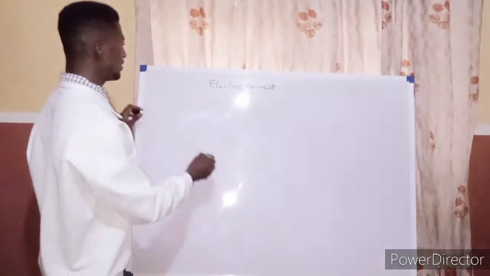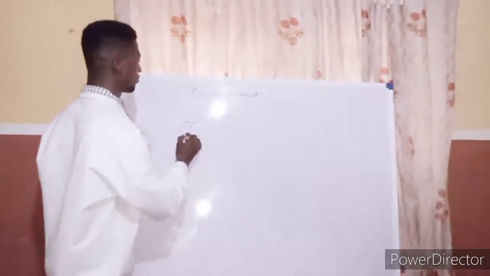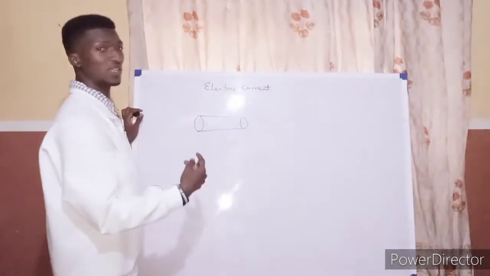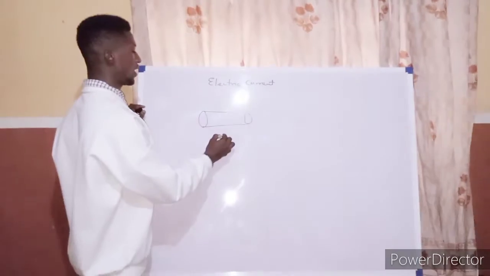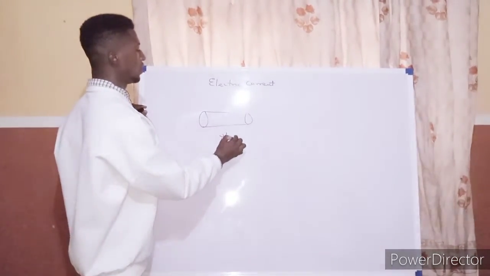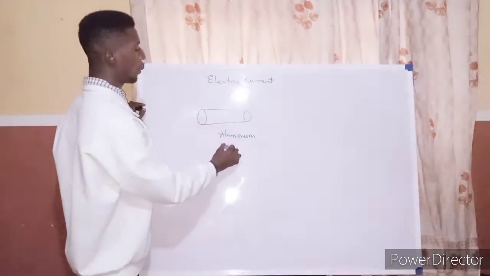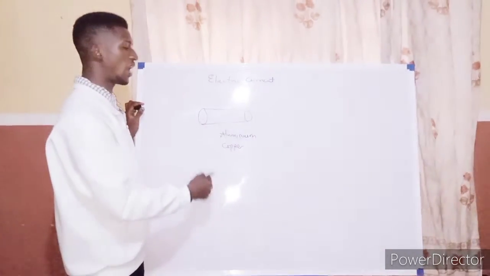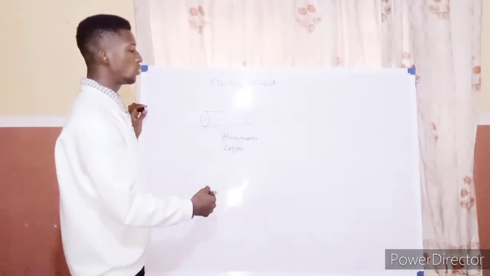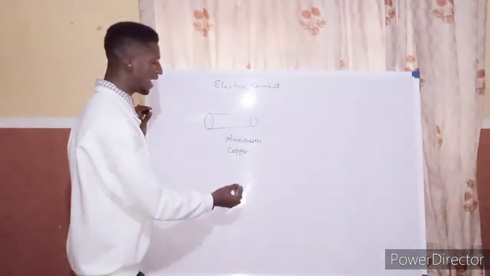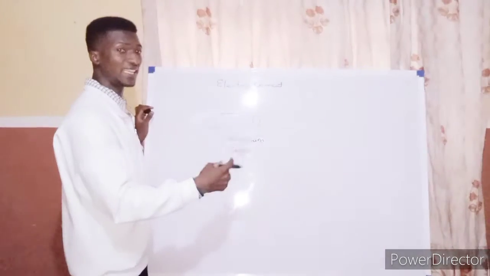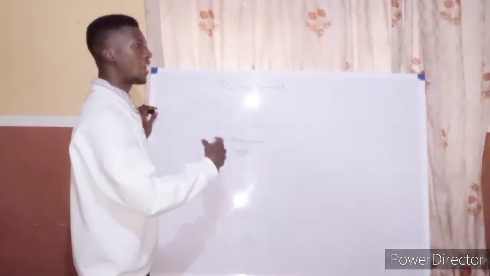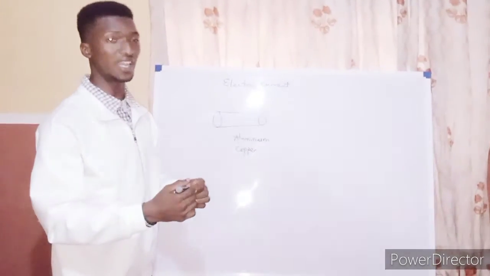So now let's assume that this is a conductor. The conductor is made up of a particular material, such as aluminium or copper. But I want you to know that these materials are usually metals. So metals usually have charges like electrons in their outermost shell, and these charges are mobile in their structure.